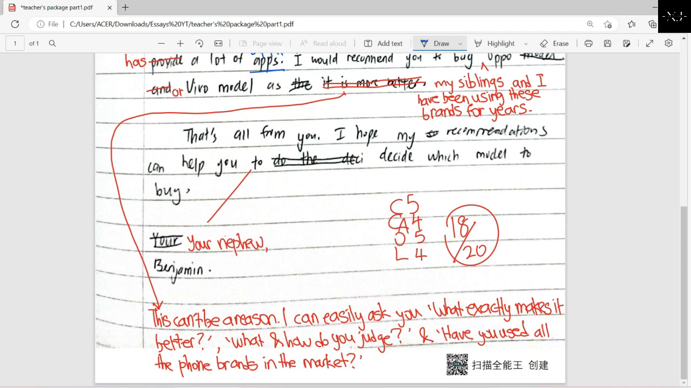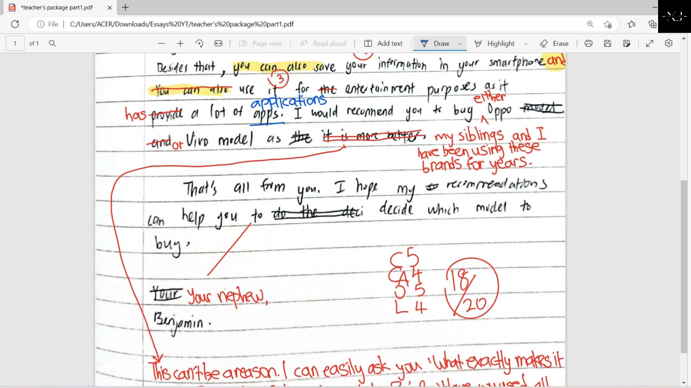Okay, how do you judge that this brand is better than the other? Okay, so and have you used all the phone brands in the market? We haven't, so we cannot just say, oh, it's better. No, we can't say that. Okay, but we can say one thing is that as my siblings and I have been using these brands for years, we can, you know, as an experienced user, share our experience or our satisfaction of using these phone brands. Okay, so this reason would be more valid.